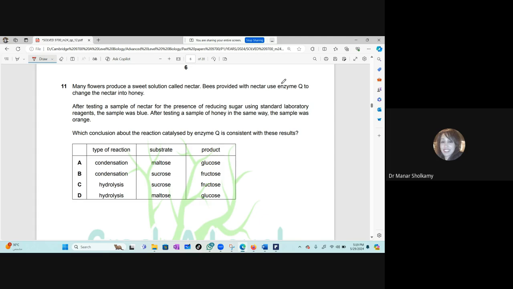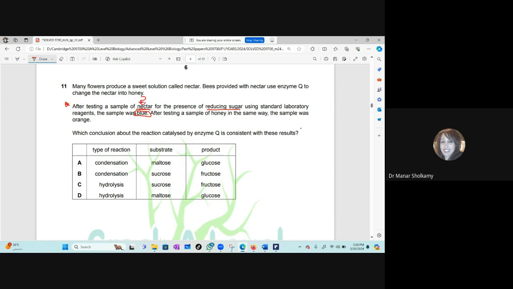11. Many flowers produce a sweet solution called nectar. Bees provided with nectar use enzyme Q to change the nectar into honey. After testing a sample of nectar for the presence of reducing sugar using standard lab reagents, the sample was blue. After testing a sample of honey in the same way, the sample was orange. Which conclusion about the reaction catalyzed by the enzyme is consistent with these results? So pay attention to this sentence. We tested a sample of nectar for the presence of reducing sugar using standard lab reagents, they mean Benedict, and the sample was blue.